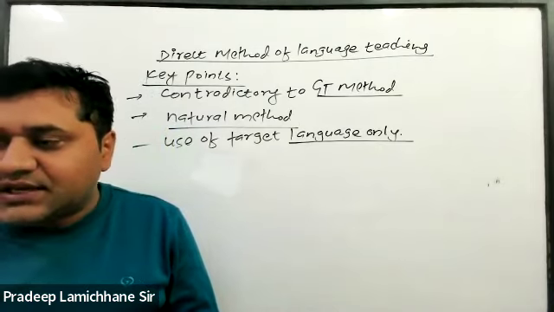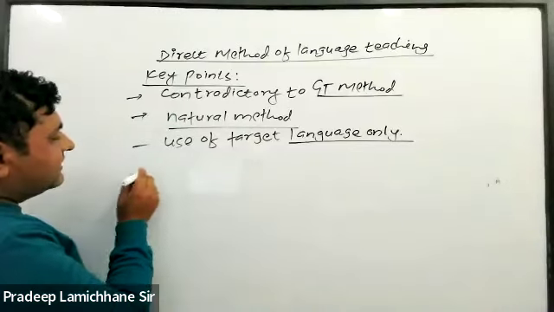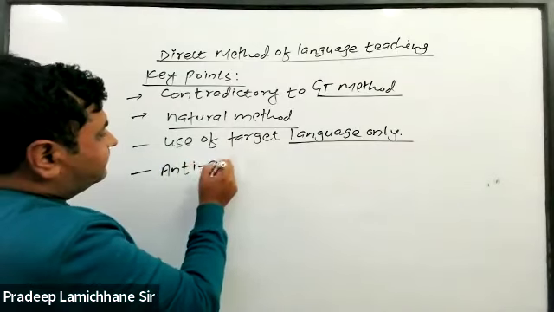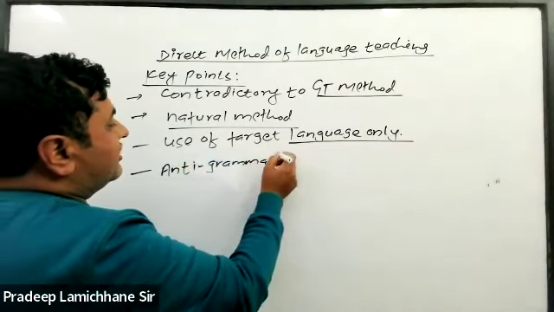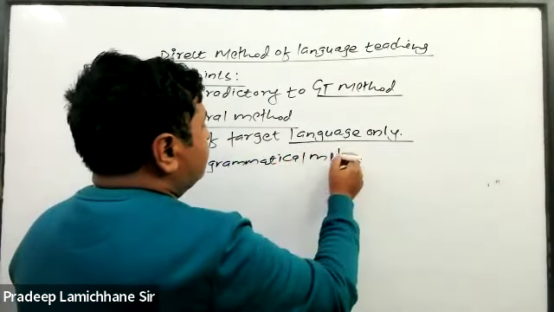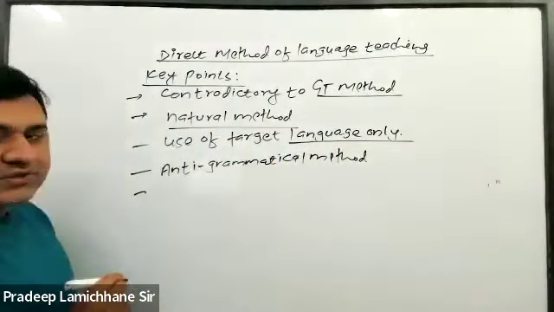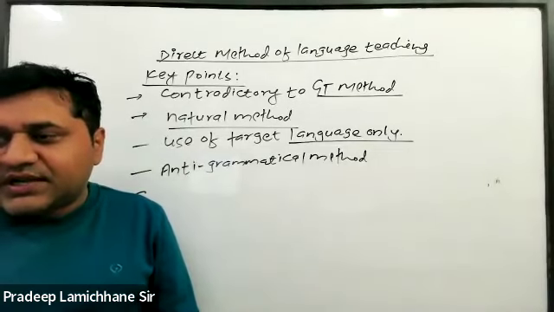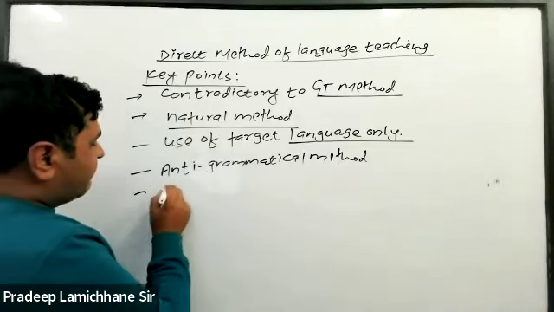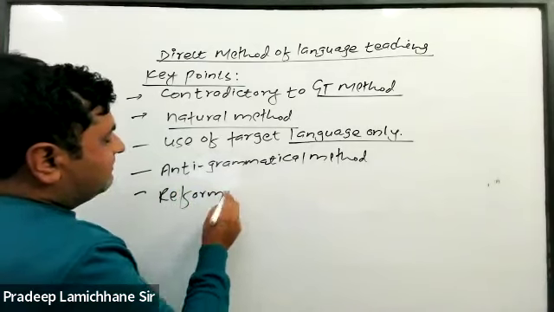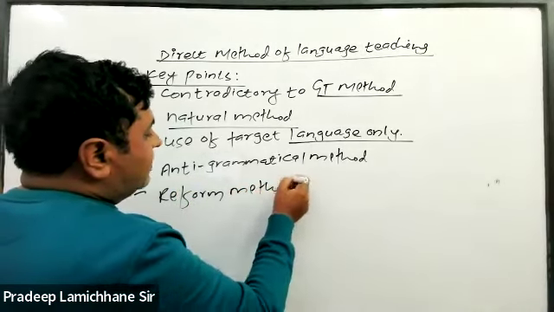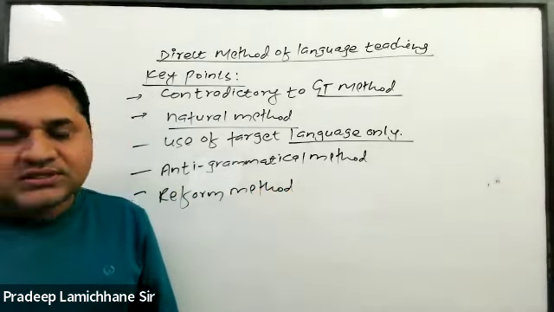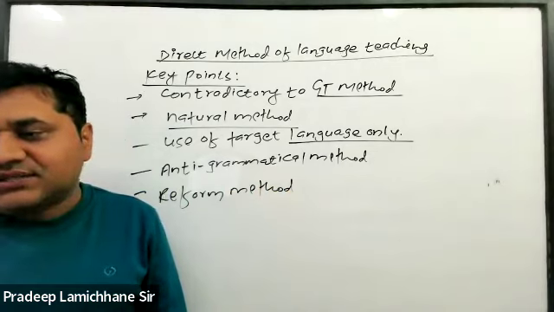And the next thing is that direct method has other different names as well. It is called anti-grammatical method. Some people also call it reform method. It has three distinct names: it is a reform method, an anti-grammatical method, a natural method. And this method originated in Germany and France in the 19th century.